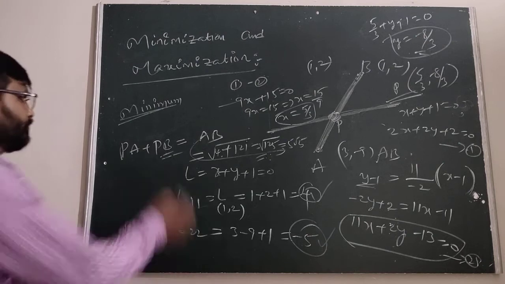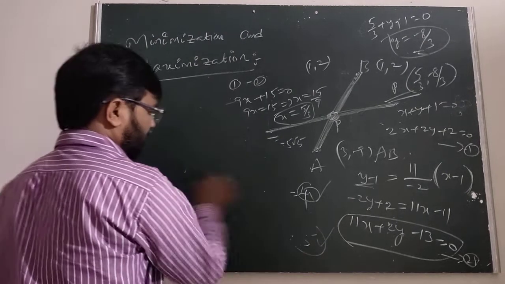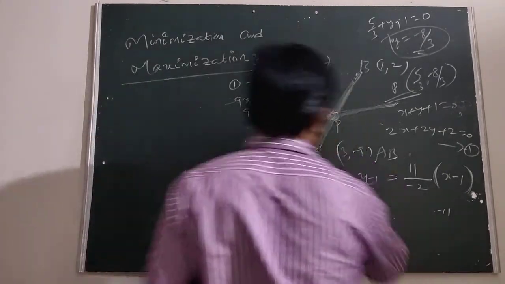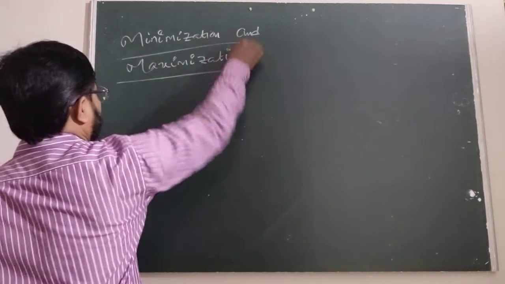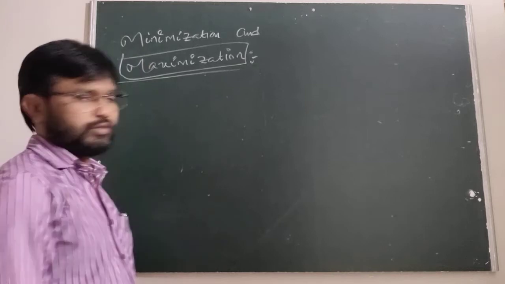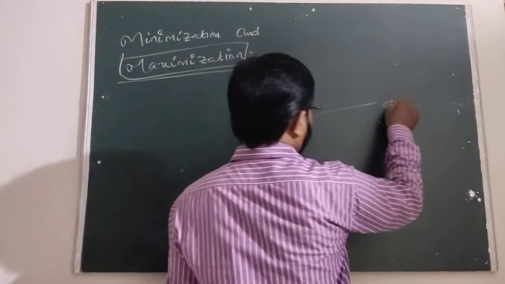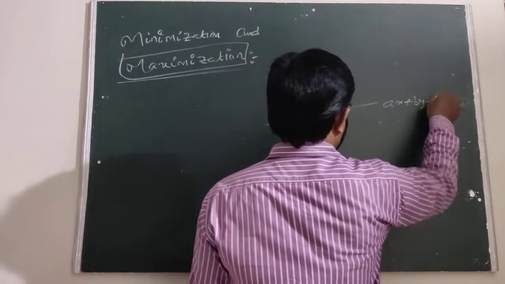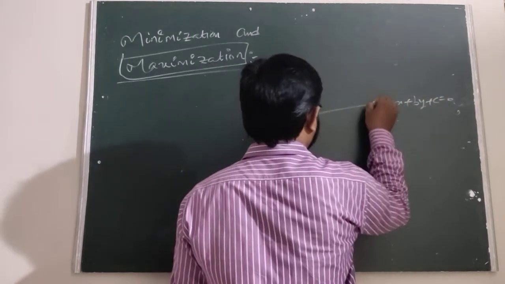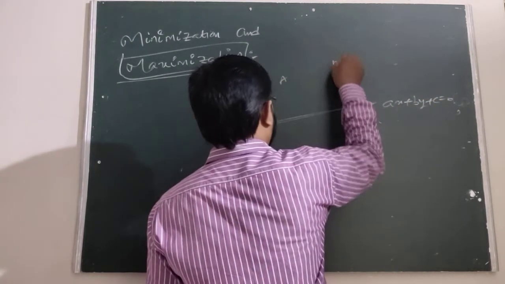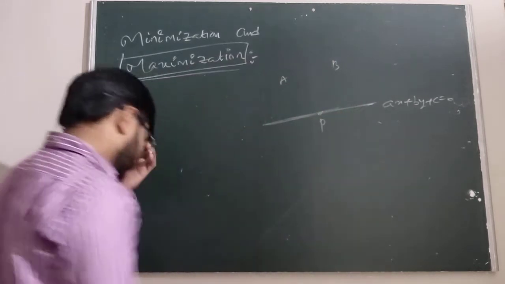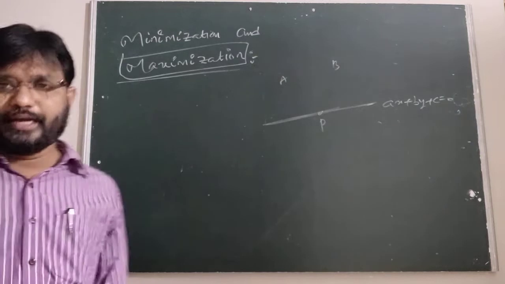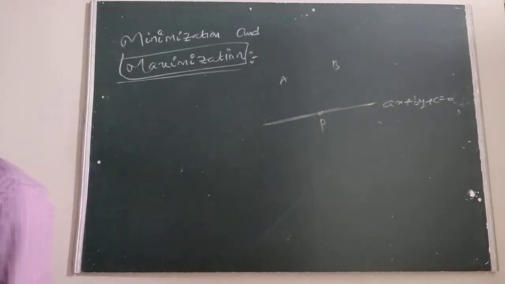Now about the concept of maximization. All of you listen carefully now about the maximization. Therefore suppose the line is ax plus by plus c equal to 0. Now A and B are the 2 points. P is a point on the line. Therefore how to find the maximization.